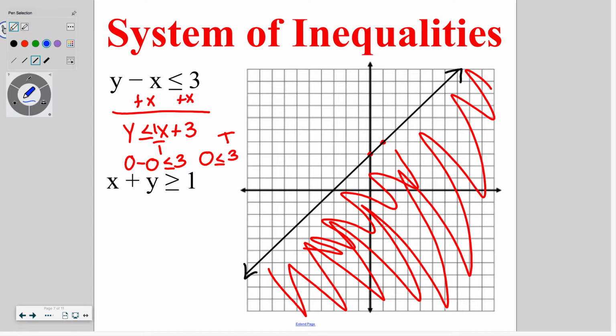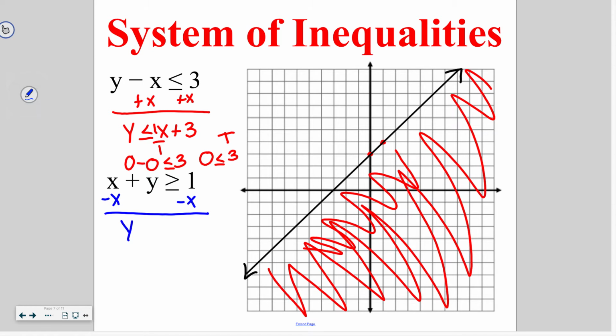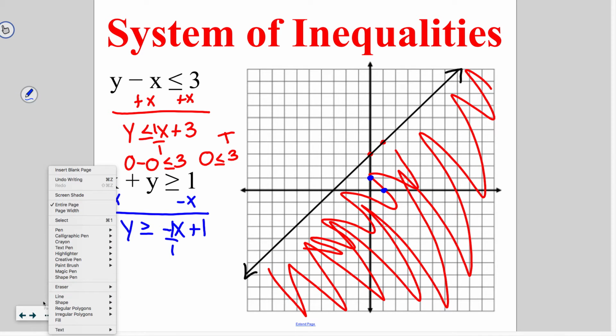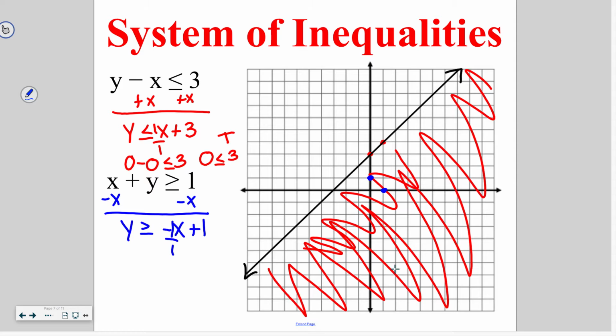I'm going to go ahead and start the next one by subtracting x from both sides to give me an expression of y is greater than or equal to negative x plus 1. So I'm going to start at a positive 1. My slope this time is negative 1 over 1, so I'm going to go down 1 and over 1. Again, we have this equal to part, so I'm going to go ahead with my line and use a solid line all the way through the graph, hitting both of my points and adding the arrows onto the end.